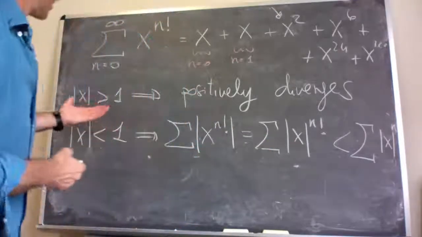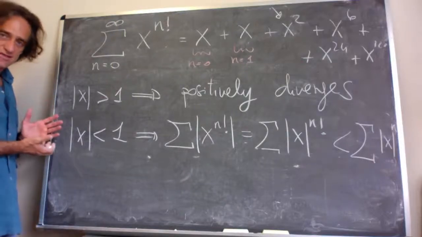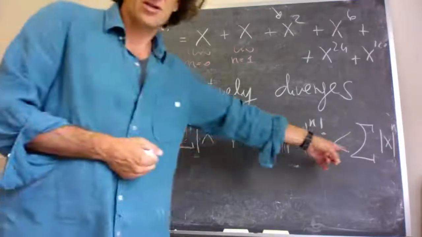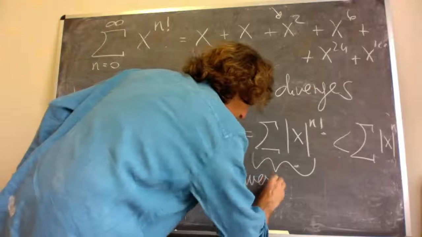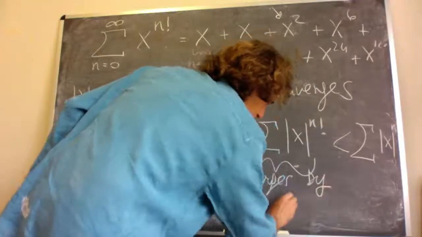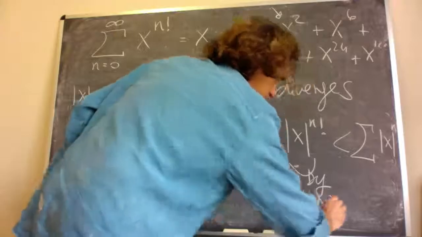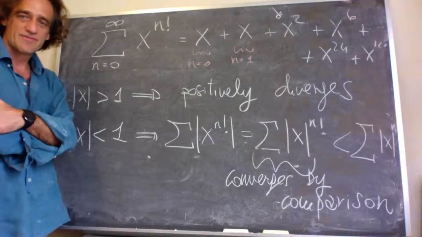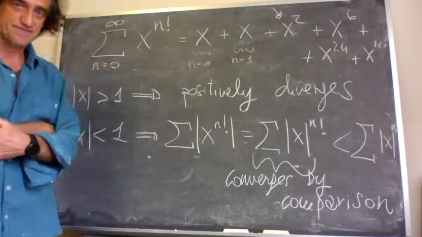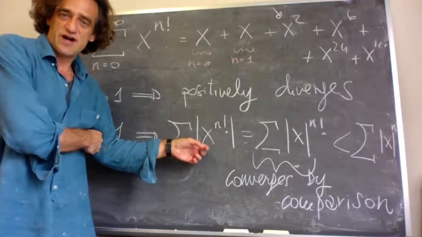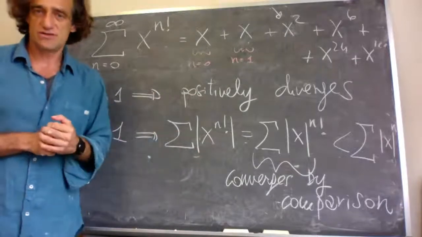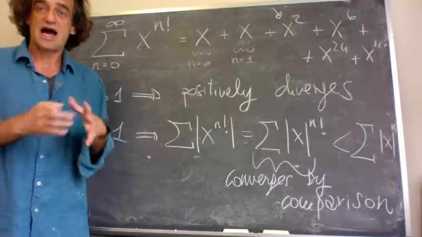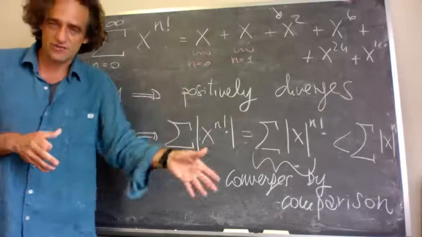But now, x has been taken less than 1. So this series here is convergent. So this converges by comparison. It is a series of positive terms because we took the absolute values. So we have that the original series absolutely converges, then it converges. If a numerical series absolutely converges, then it converges.